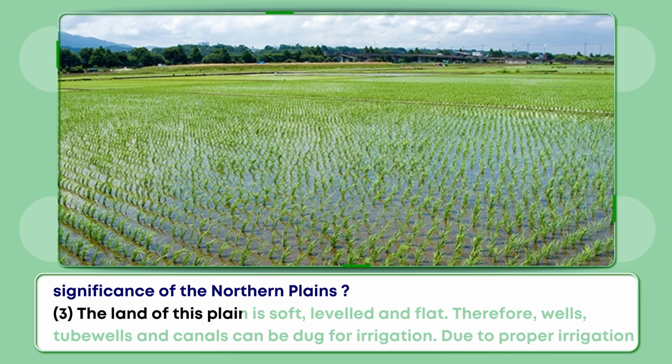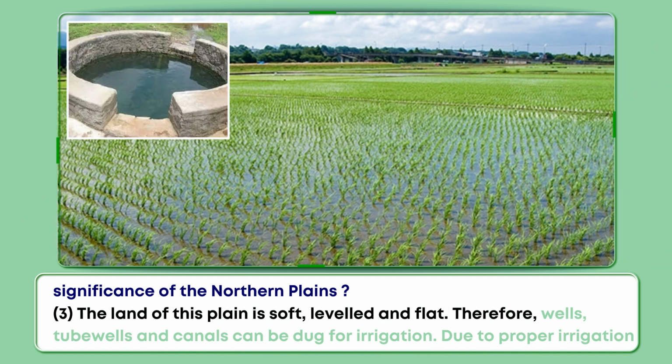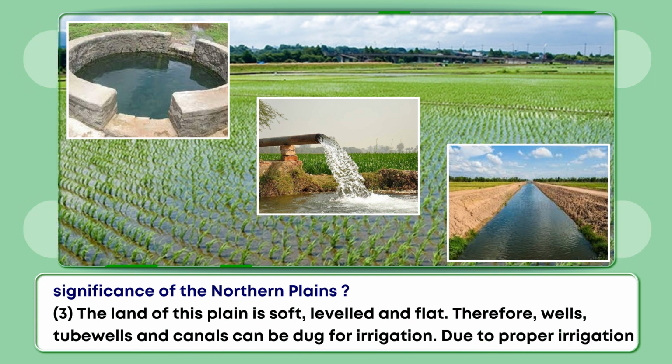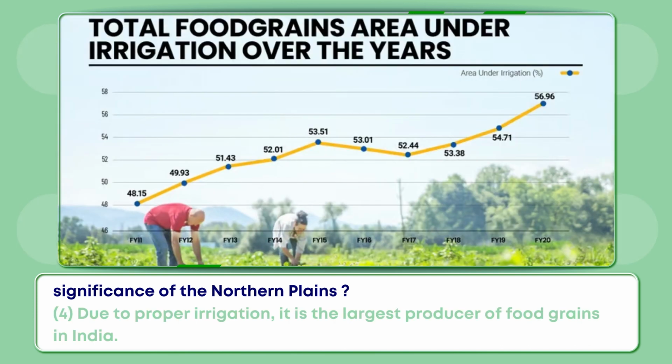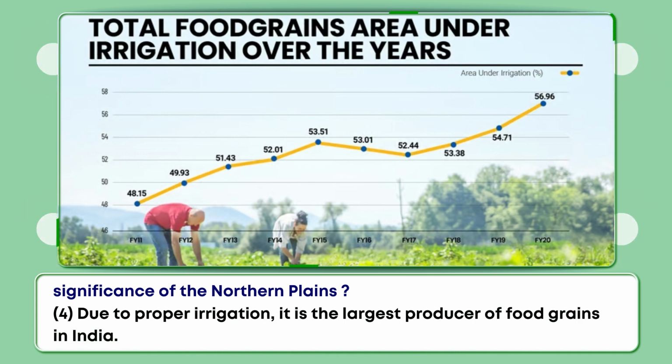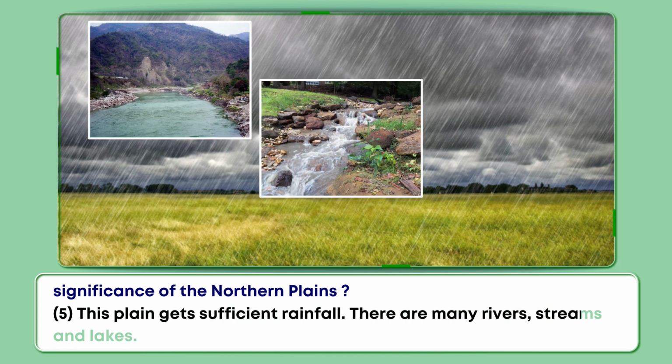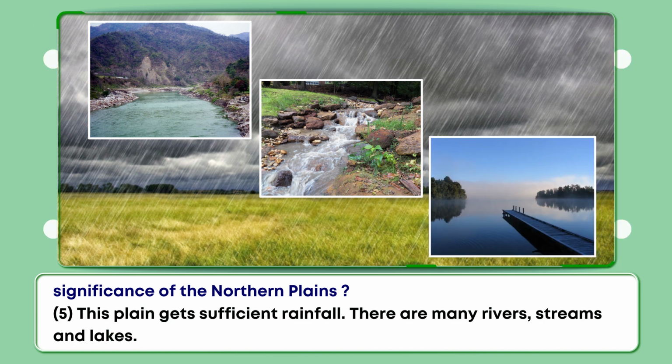The land of this plain is soft, leveled and flat. Therefore, wells, tube wells and canals can be dug for irrigation. Due to proper irrigation, it is the largest producer of food grains in India. This plain gets sufficient rainfall. There are many rivers, streams, and lakes.